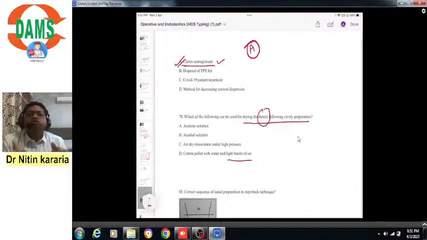We have to always do gentle drying. So acetone and alcohol solutions, they are strong desiccants. Air dry desiccation under high pressure again would lead to aspiration of odontoblastic nuclei into the tubules. So the best method is a moist cotton pallet used to gently dry the dentine, which prevents the dentinal tubular fluid movement. Okay, so option D would be the answer over here.